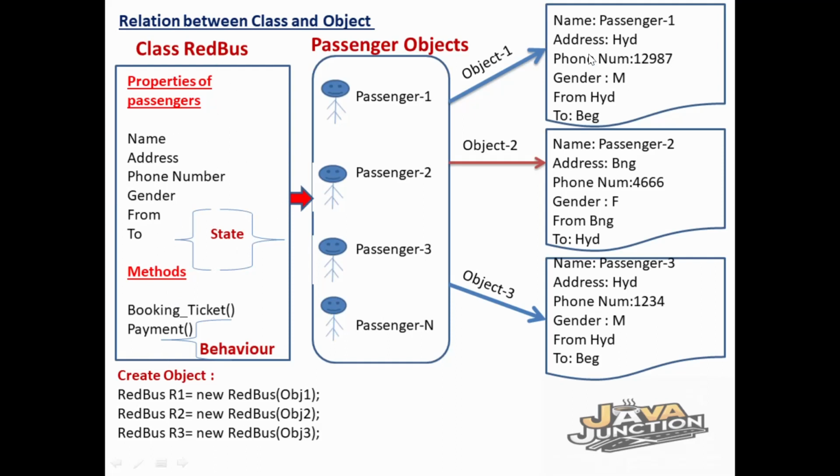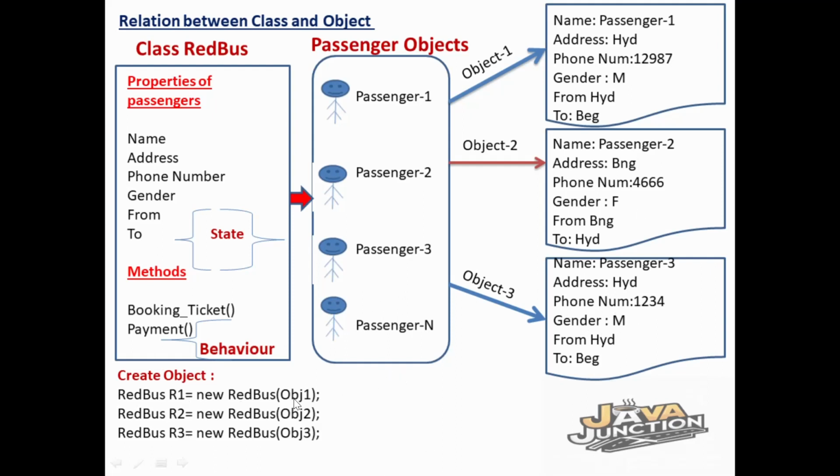For example, I am going to book a ticket. I am passenger one. Address is Hyderabad. Phone number is something. And the gender male, I am going from Hyderabad to Bangalore. I am going to book a ticket. According to that, it will generate one object. Okay, and passenger 2 is there, and this passenger 2 is created according to the class. Similarly, passenger 3 is created as another object. Okay, he has given these details like that.